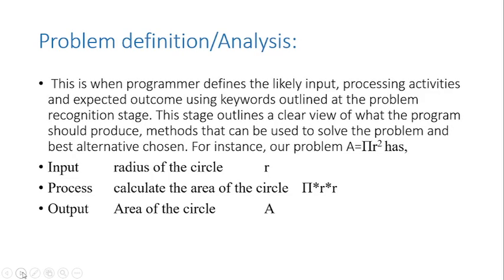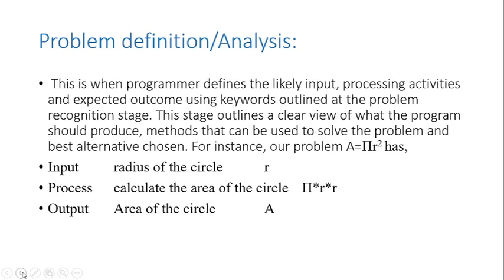The second stage is problem definition or analysis. This is when the programmer defines the likely output, input, and the processing activities using keywords outlined at the problem recognition stage. This stage outlines a clear view of what the program should produce, methods that can be used to solve the problem, and the best alternative chosen.